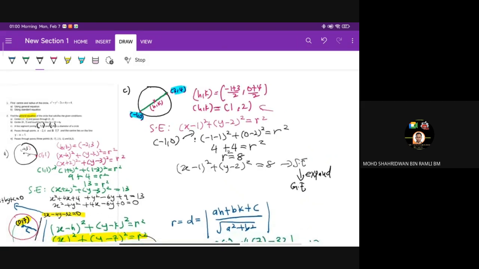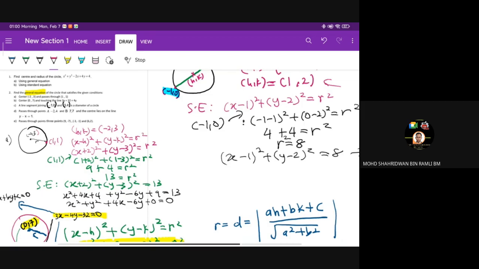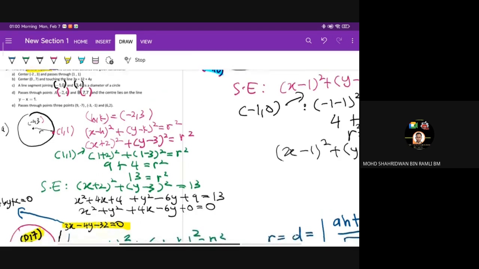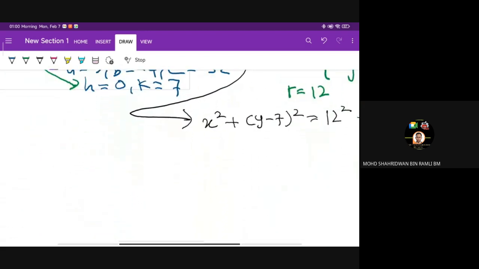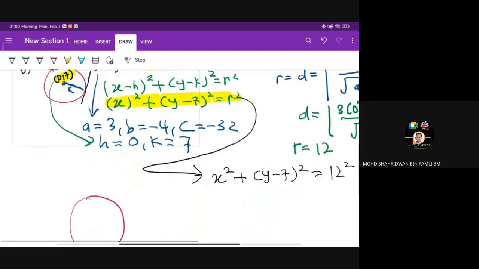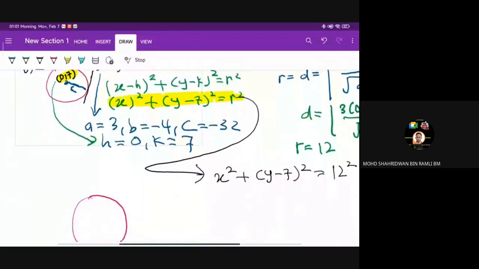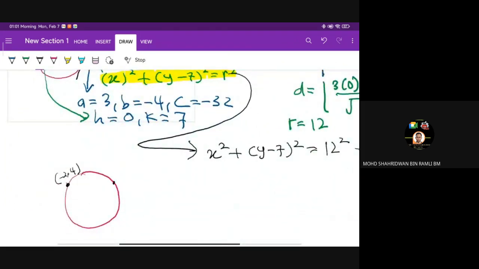So next, for the next part here, the circle passes through point A, negative 2, 4, and then point B, 7, 7. For this example, when we draw or sketch the diagram, let's say this is our circle, and then there are 2 points: negative 2, 4 here, and then another point, 7, 7, point B.